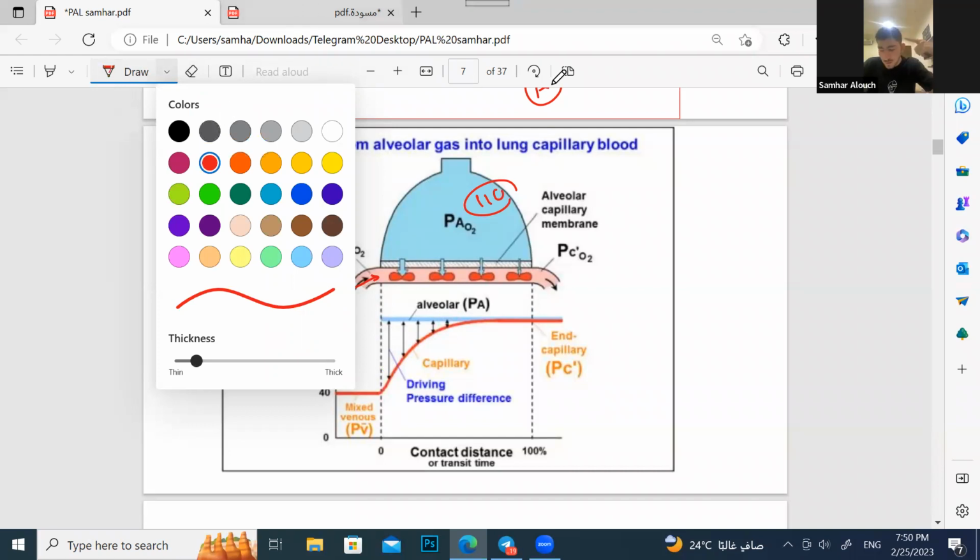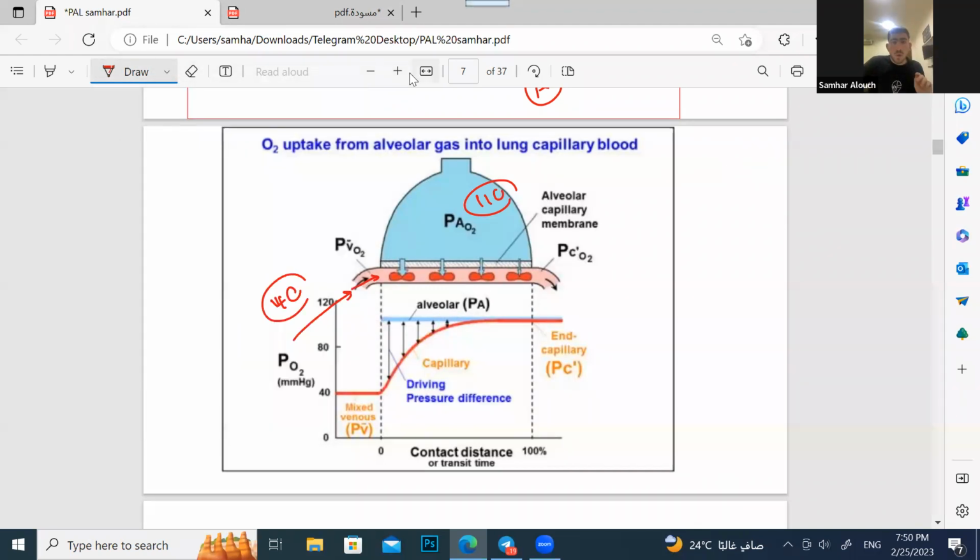Yeah, because we need to go to the other part. Okay. Now, look, this is the capillary. This is the beginning of it. We just came from the heart, and this is the end of it. We just finished the alveoli.